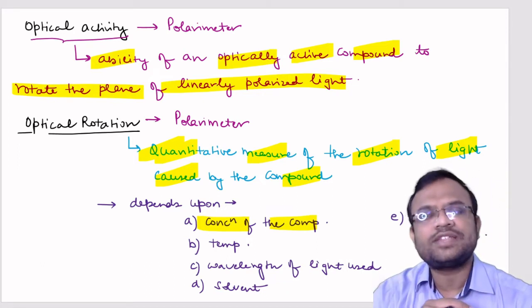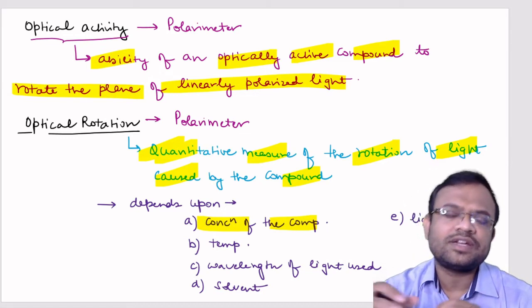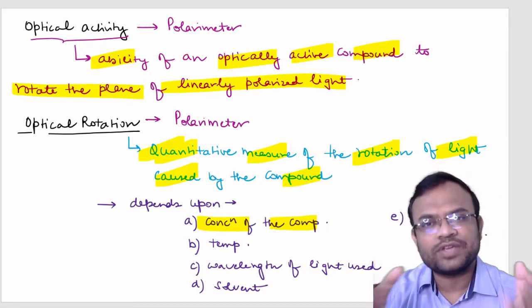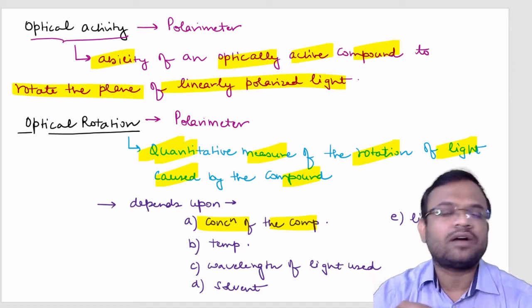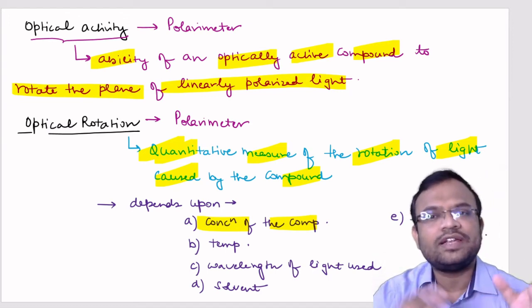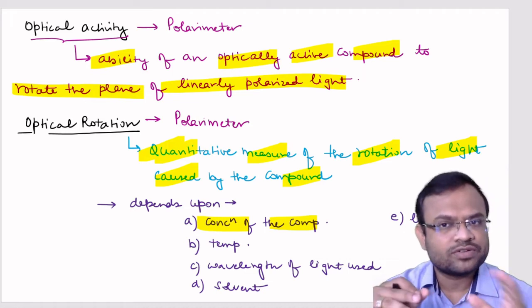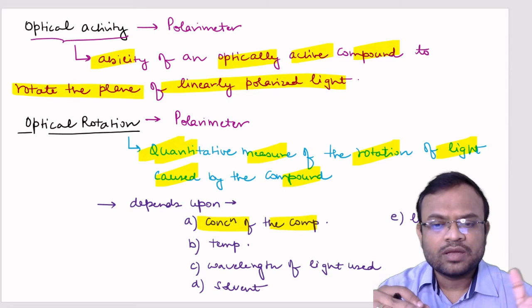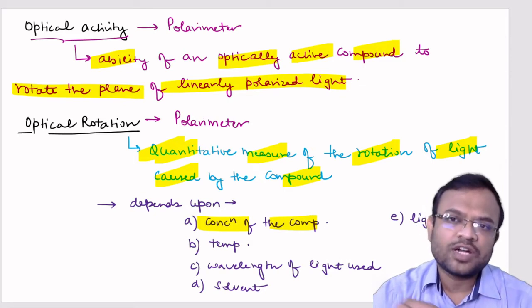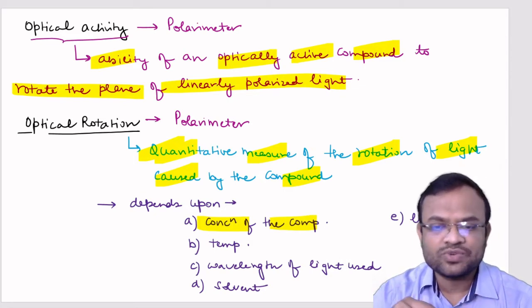The second point is temperature. Understand that rotation depends upon the temperature at which you are doing the experiment, and it also depends upon lambda. Lambda is the wavelength of the light that you are using. So this clears the second point, as well as the third point, because the third point states the wavelength of the light used.